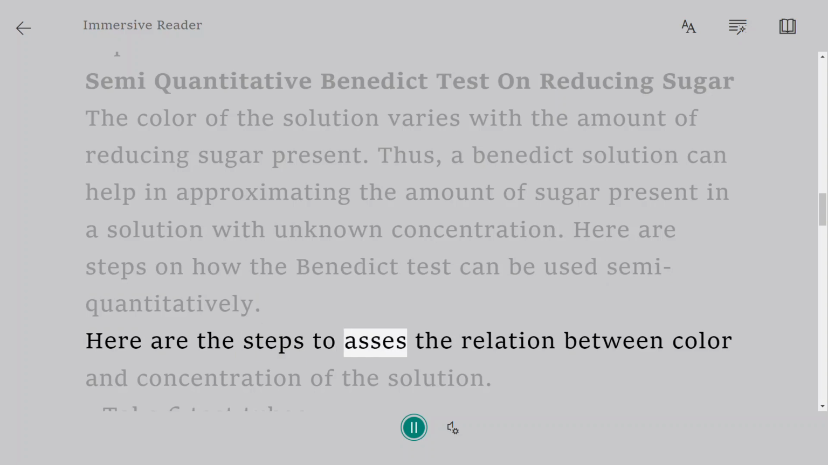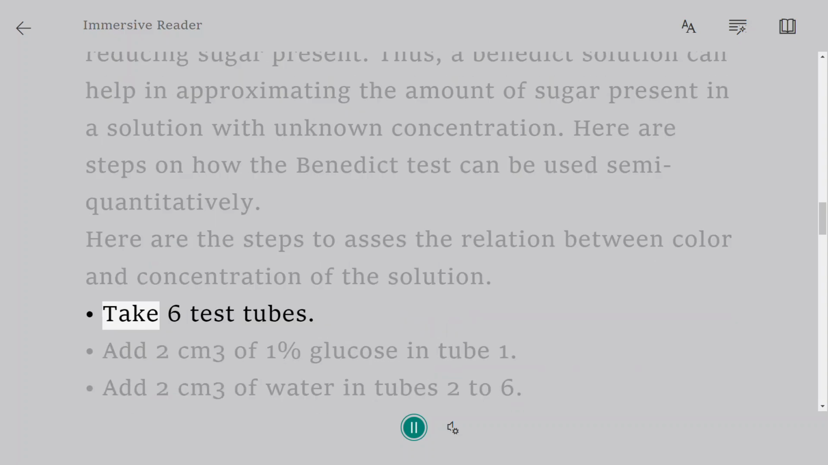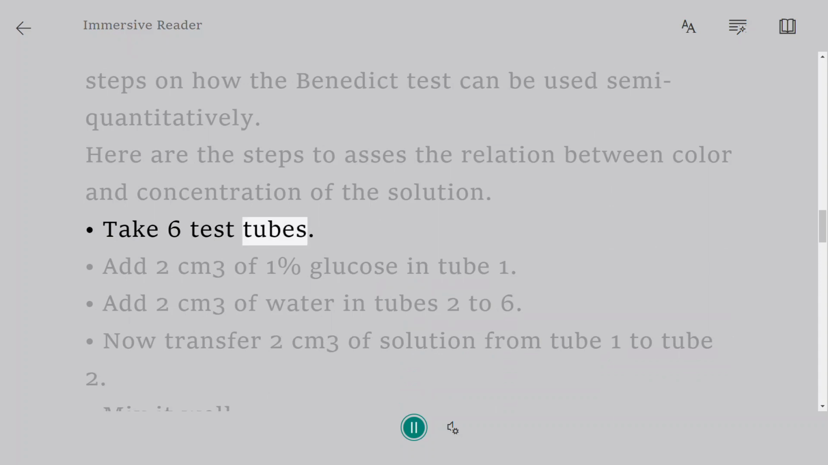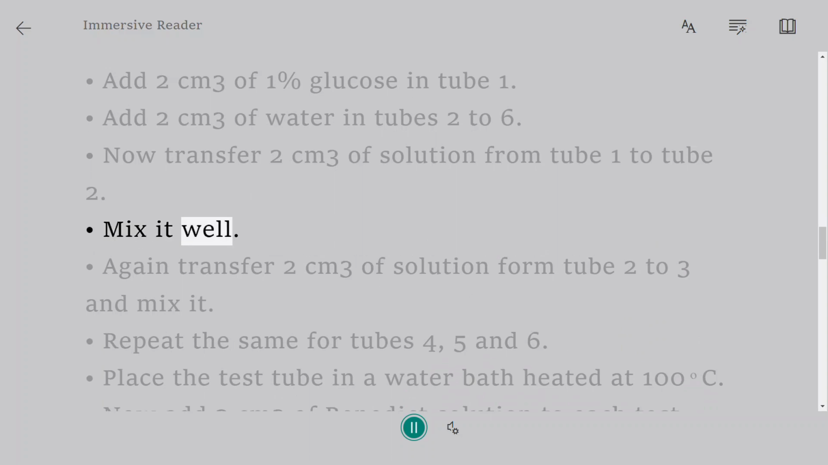Here are the steps to assess the relation between color and concentration of the solution. Take 6 test tubes. Add 2 cubic centimeters of 1% glucose in tube 1. Add 2 cubic centimeters of water in tubes 2 to 6. Now transfer 2 cubic centimeters of solution from tube 1 to tube 2. Mix it well. Again transfer 2 cubic centimeters of solution from tube 2 to 3 and mix it. Repeat the same for tubes 4, 5, and 6.